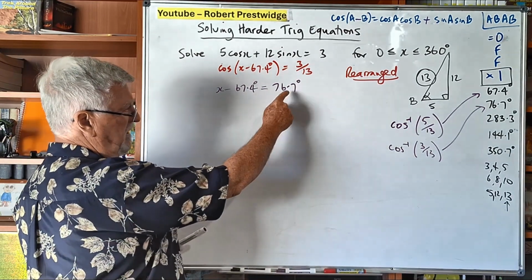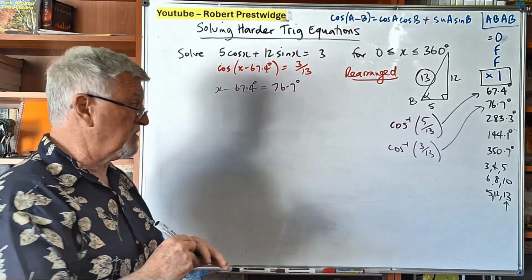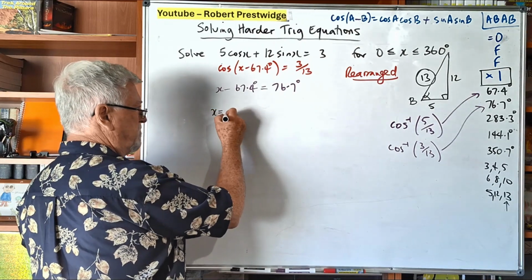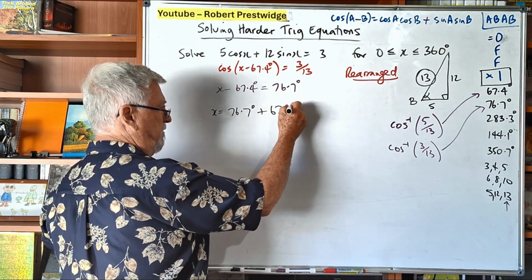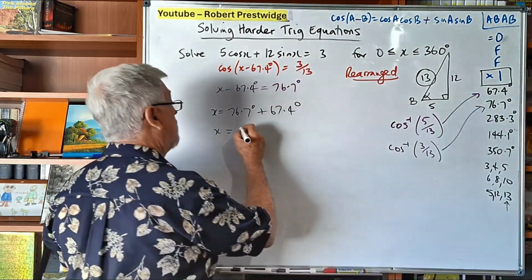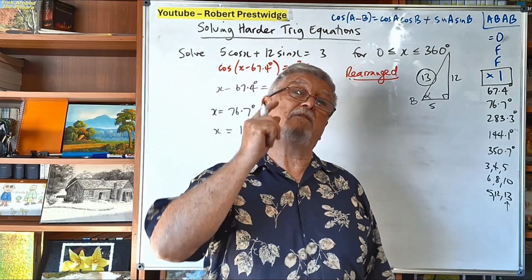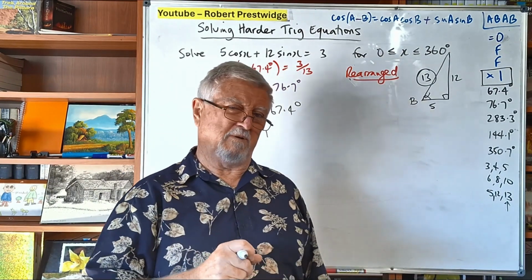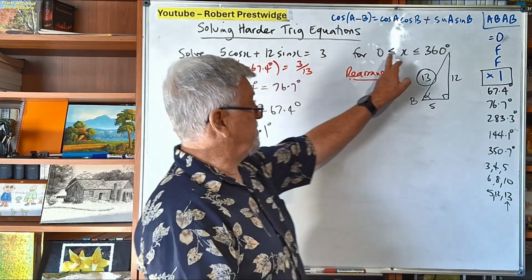Now we've got to find the solutions. Not only that first solution, but we need to find the others. But before I go there, I'm just going to give you one answer. An answer to this question would be 76.7 degrees plus the 67.4 degrees, and we end up with my number over here, which is 144.1 degrees. So now we have one solution. In most places, you'd probably get 3 out of 4 or 4 out of 5 marks. But we need the other solution, between 0 and 360 degrees.